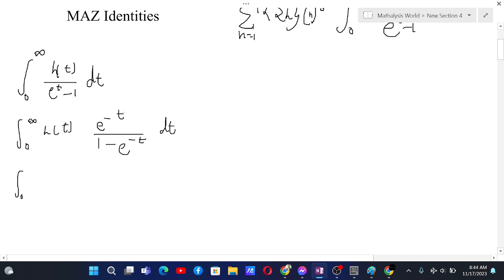And when t goes from 0 to infinity, the modulus of the ratio will also be less than 1. So we can apply that formula from geometric progression. We have integral from 0 to infinity h of t, and then this will be summation from n equals 1 to infinity. The first term is e to the power minus t, and the ratio is also this one, so e to the power minus t to the power n should work. And then dt.